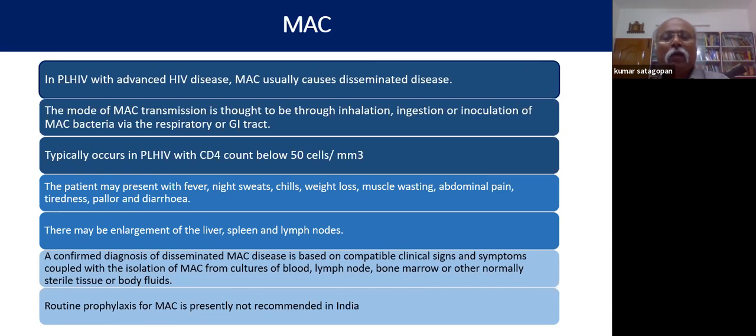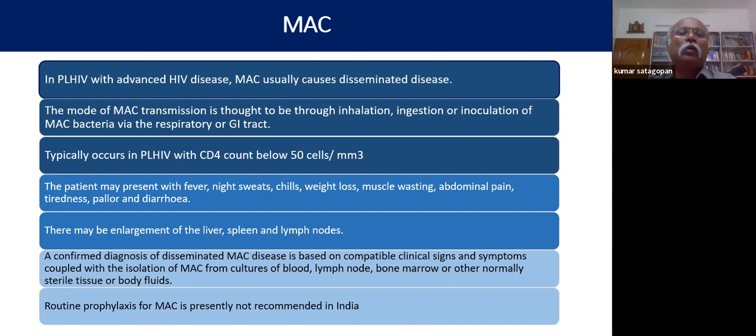MAC disease has to be diagnosed with clinical signs plus advanced lab work to identify the MAC. So it requires microbiology expertise. Blood culture, all these require more expertise. Routine prophylaxis for MAC is not recommended in India, whereas in some of the developed countries, they give clarithromycin or azithromycin prophylaxis till the CD4 goes beyond 100 or 200. So that prophylaxis is not given in India.